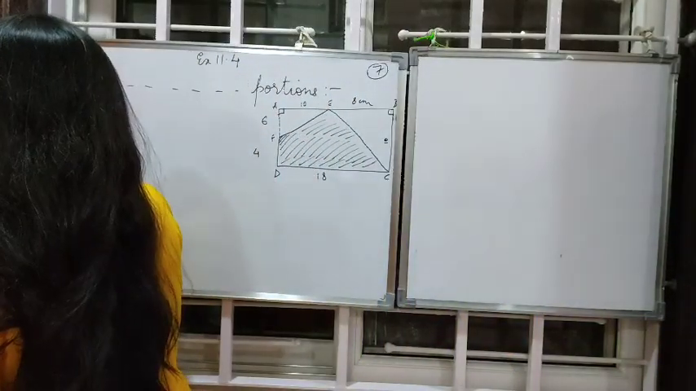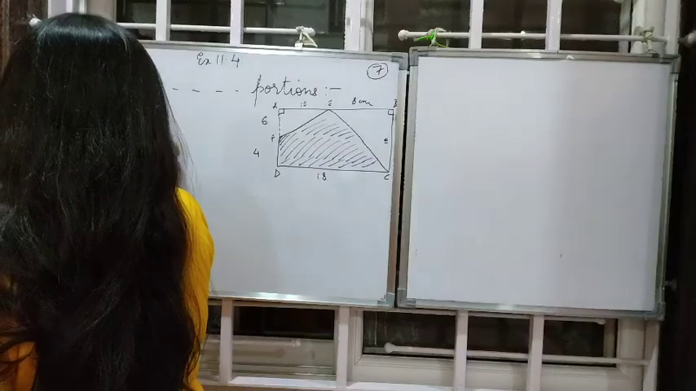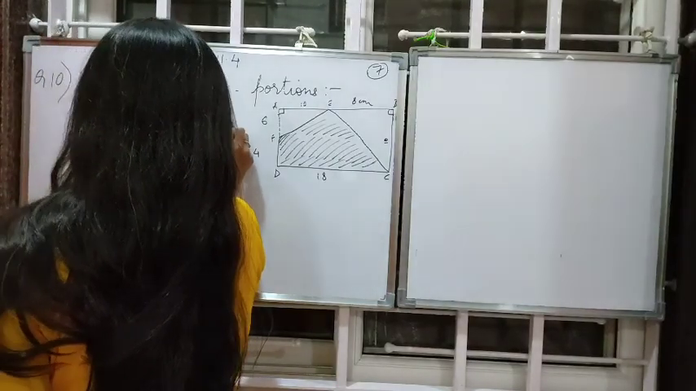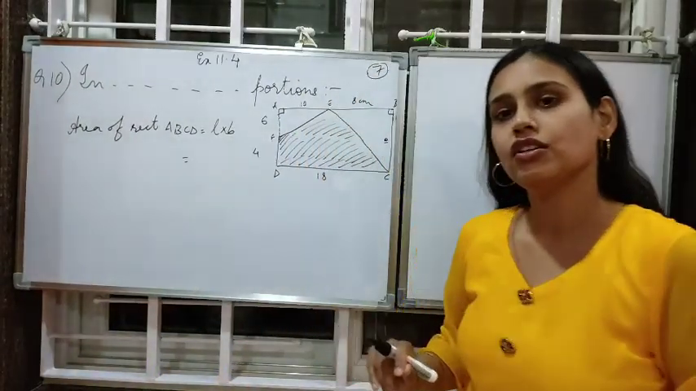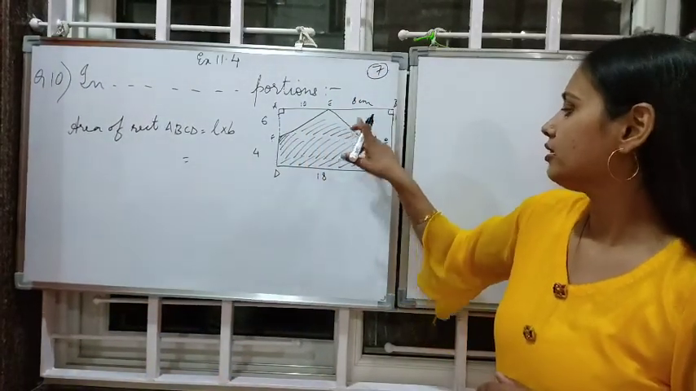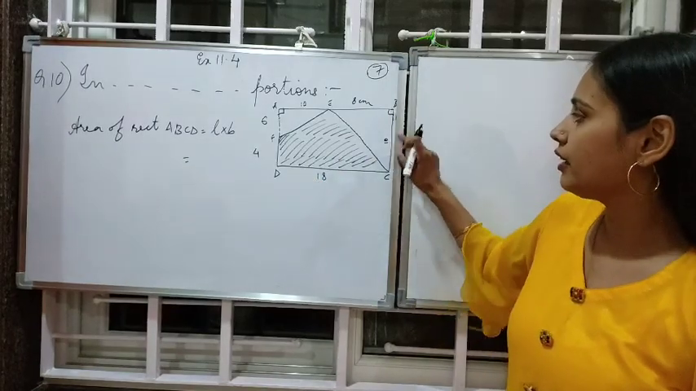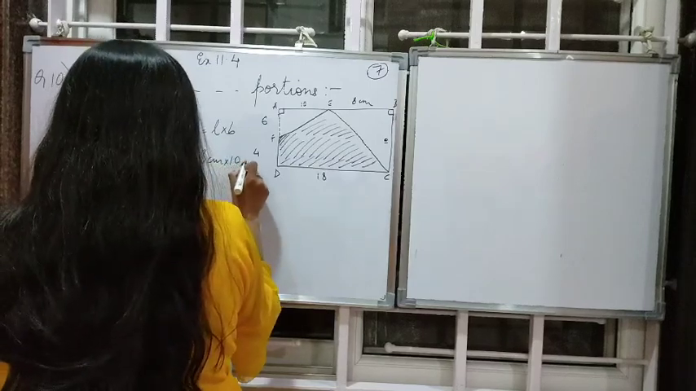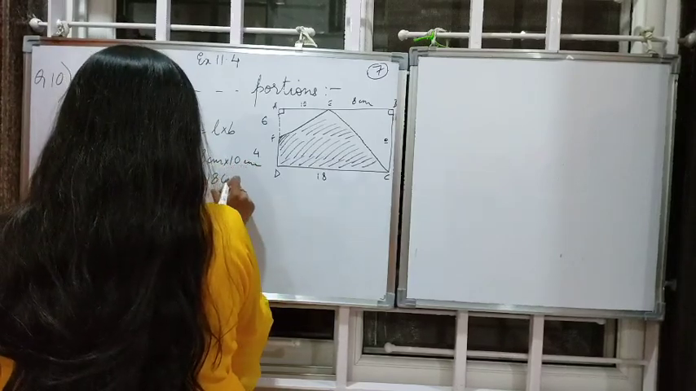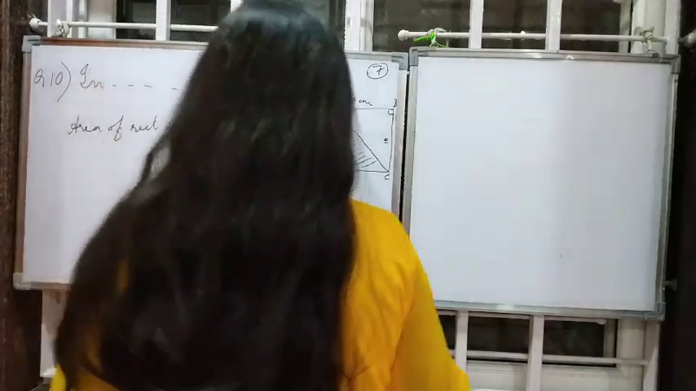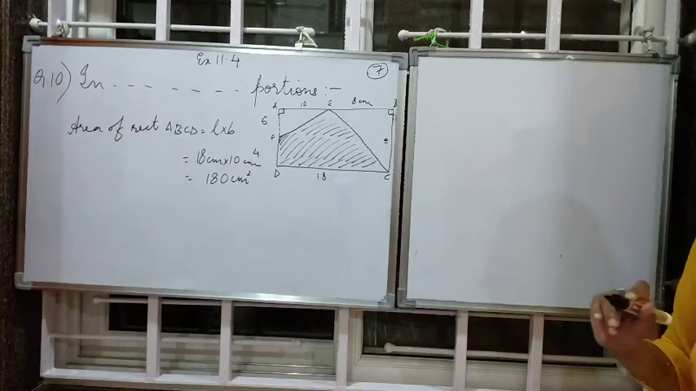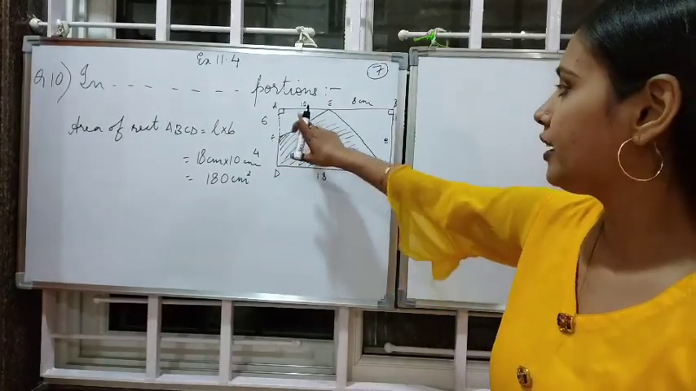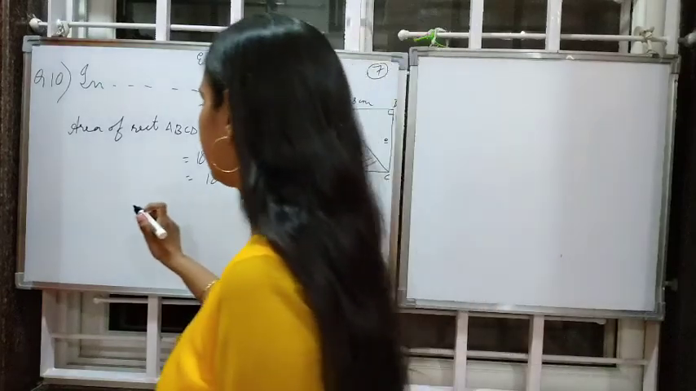So area of rectangle ABCD, which is equal to length into breadth. Yes, so what is the length here? The length is 18, the breadth is 10. 18 centimeter into 10 centimeter, which is equal to 180 centimeter square. Okay children, now this is the area of this rectangle. Now we find the area of these two triangles.